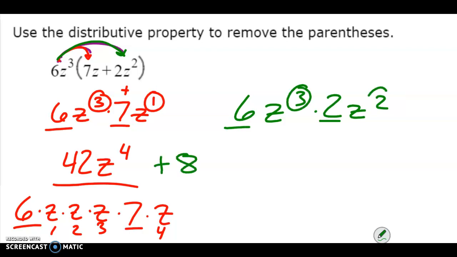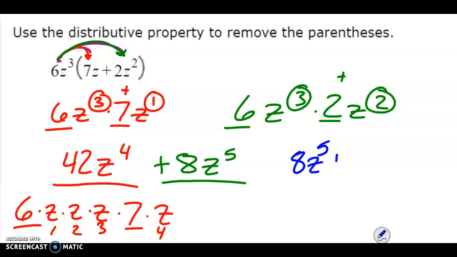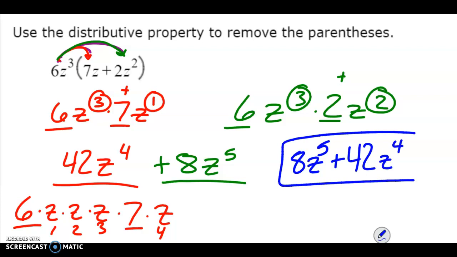And z to the third times z to the second, you just add those, will be z to the fifth. Okay? Technically, this would be correct. Technically, it's not a bad idea to get into the habit of rewriting it with the bigger exponent going first, the higher power, and have that as your final answer. I don't think Alex is going to mark that as wrong, but it's not a bad idea to always be in the habit of rewriting it with your bigger powers going first.